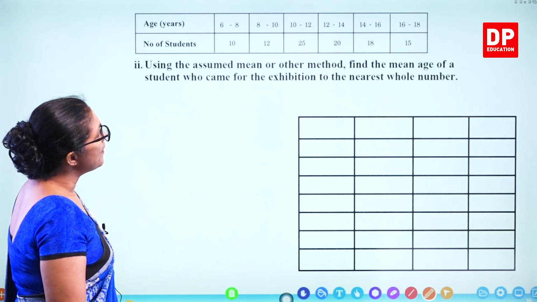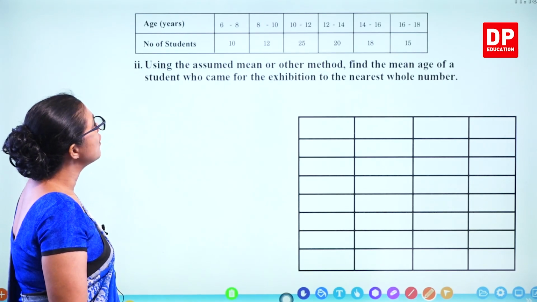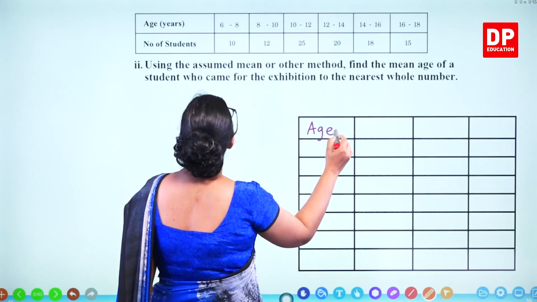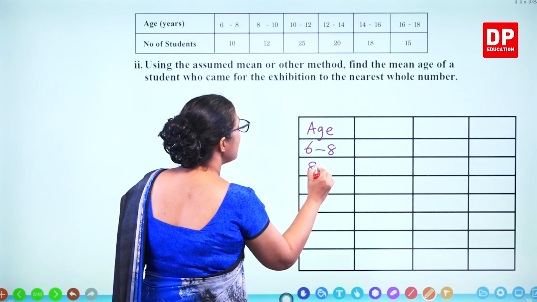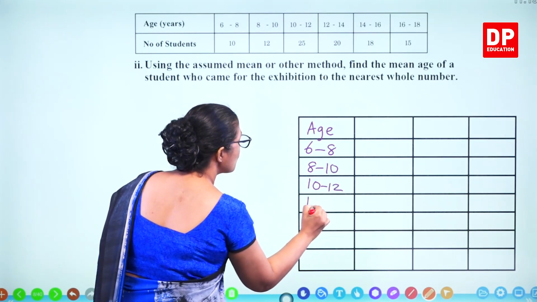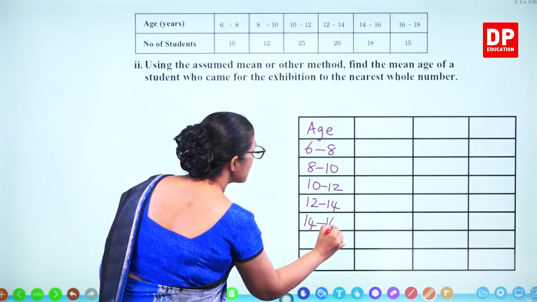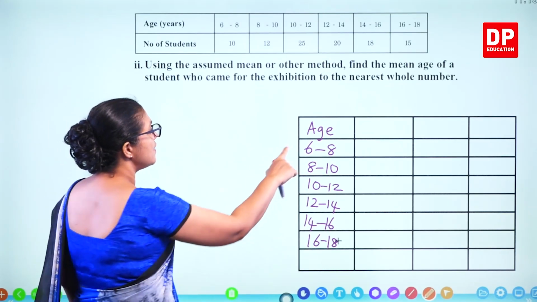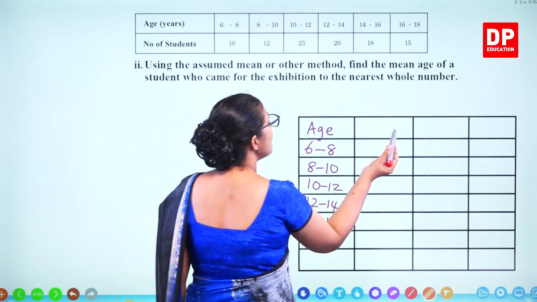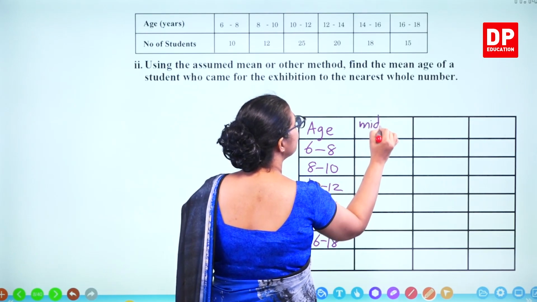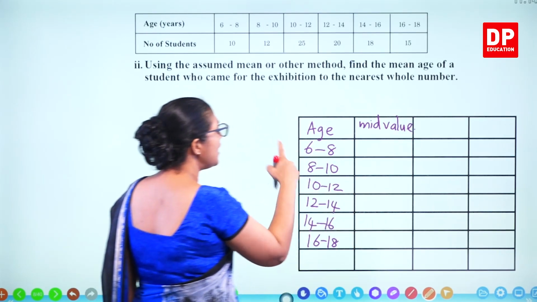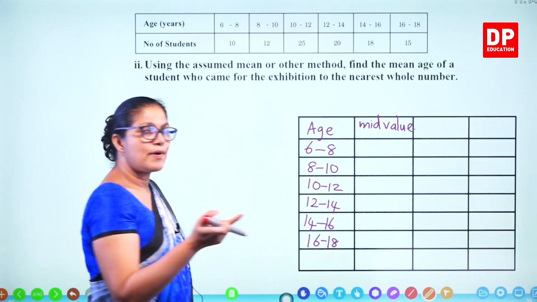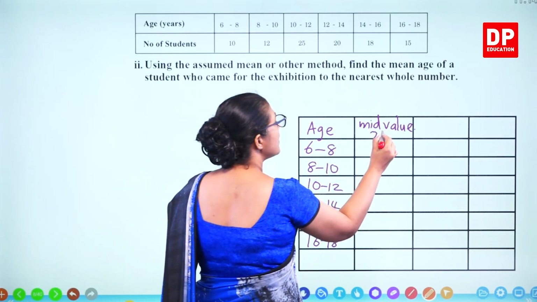Using the assumed mean or other method, find the mean age of the student who came for the exhibition to the nearest whole number. So we'll try to find out the mean age. 6 to 8, 8 to 10, 10 to 12, 12 to 14, 14 to 16, 16 to 18. So boundaries are given. There's no gap between these two. So we'll find out the mid value first, because we assume within the interval data are equally distributed. So we don't take the lower limit, we don't take the upper one, we take the mid value. So mid value I'll take as x.